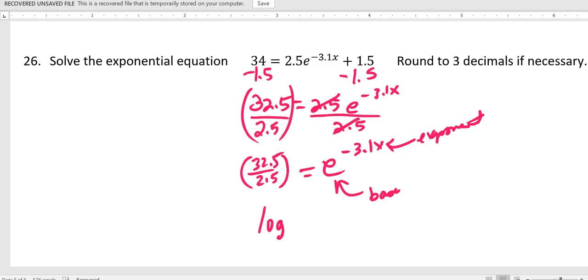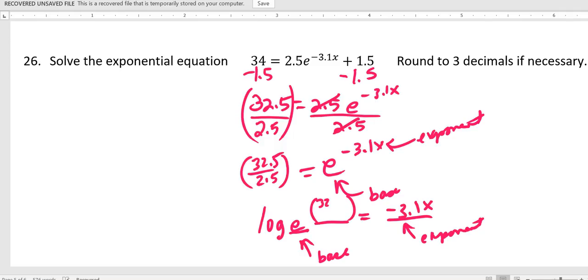So log base, the base goes here. The exponent is on the other side. A log is another name for an exponent. So our base is e, and our exponent is negative 3.1x. And I put my argument here.